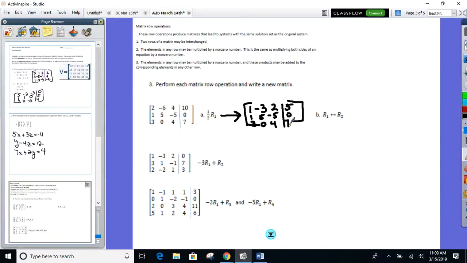All right, that's it. Next one, part B. What do you think it's asking me to do? Flip them. Take row 1 and flip it with row 2, on the original one. That's all I want you to do. Flip row 1 with row 2. So 1, 5, -5, 0, then 2, -6, 4, 10, and the third row is not touched.